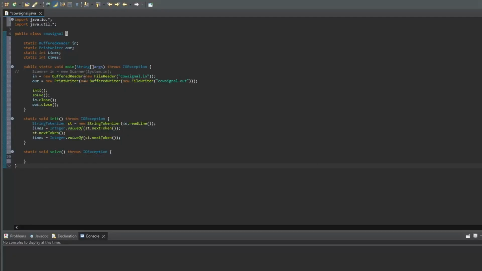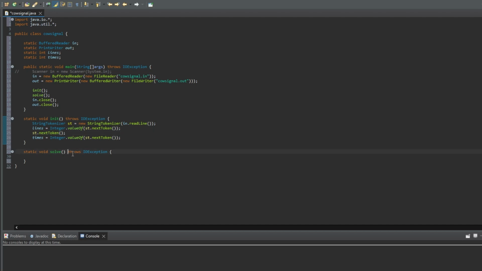So I already have some code set up. I have some static variables, lines and times. Lines is just the amount of lines that we have, and times is the amplification factor. And as you can see, we take that in here. Notice that we don't take in the width of the signal, and that's just because it's not really necessary for the strategy that we're using. So we're just going to take in lines and times.